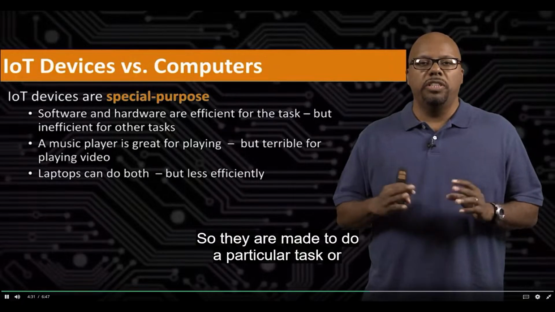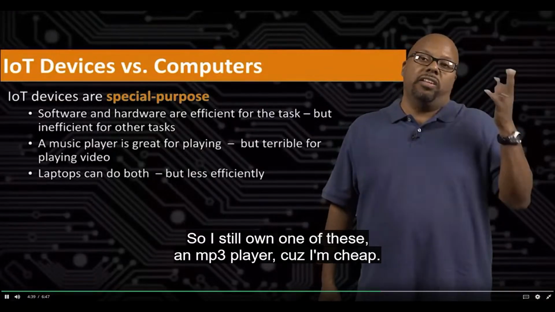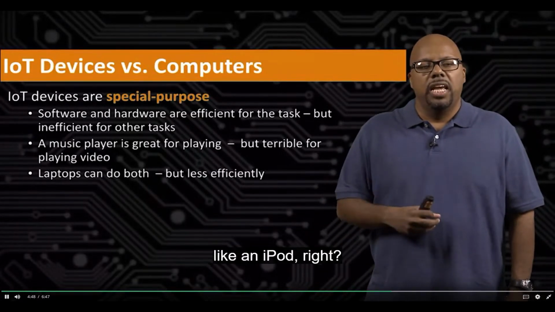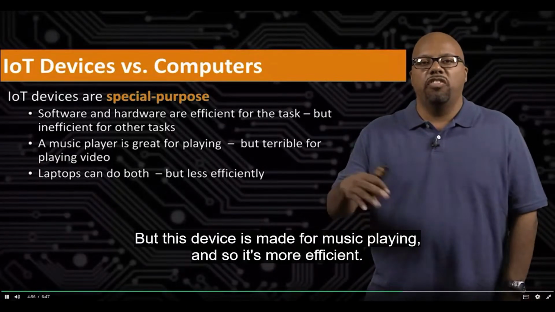They are made to do a particular task or set of tasks that are all related to one thing. So as an example, a music player, right? I still own one of these, an MP3 player. You can buy them cheap. You can do it off a phone too, but I use a special purpose device, like an iPod. These devices are made to play music. Now you can play music off a laptop or desktop, whatever, but this device is made for music playing, and so it's more efficient.